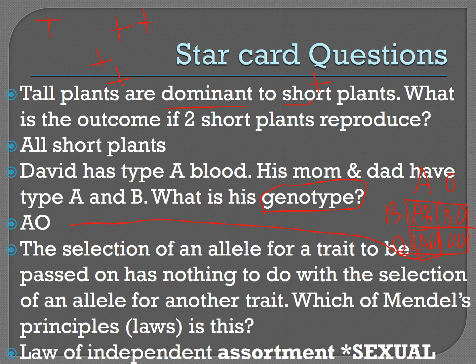And remember, this last one says the selection of an allele for the trait to be passed on has nothing to do with the selection of an allele for another trait. Which of Mendel's principles is this? The law of independent assortment. Remember, this is only under your sexual reproduction. All right.